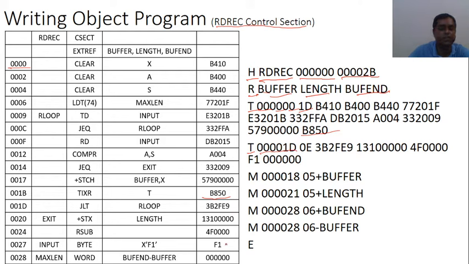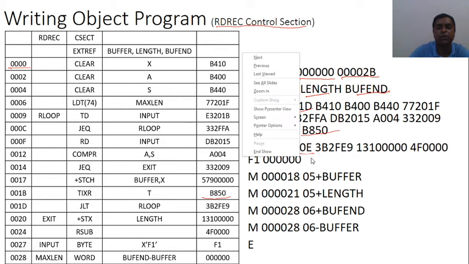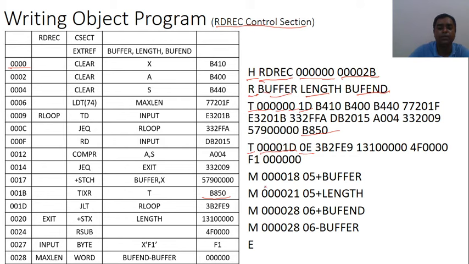Then what will be the size of this text record? You can see here 1, 2, 3, 4, 5, 6, 7, 8, 9, 10, 11, 12, 13, 14. So the size is what? 0E, or 14 in hexadecimal. Now our task is to write the object code from here to this point. That will be 3B2FE9, 3B2FE9. Then this one, then this one, then this one, at last 000000.